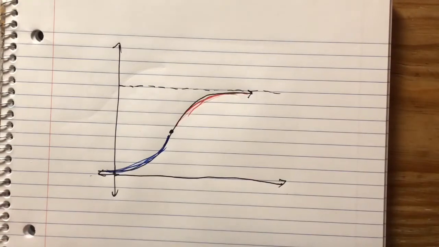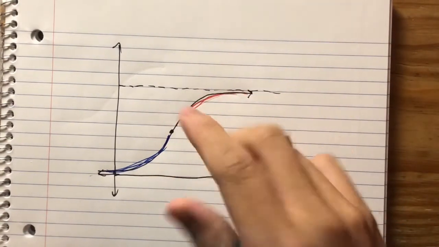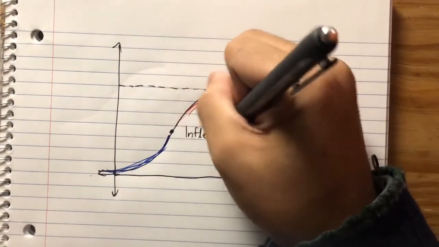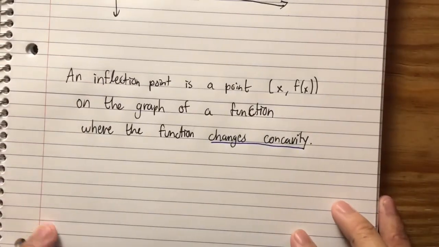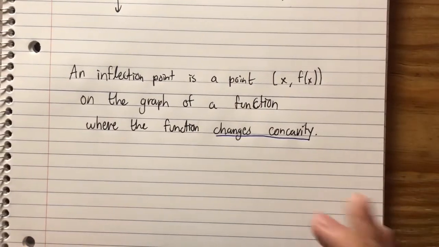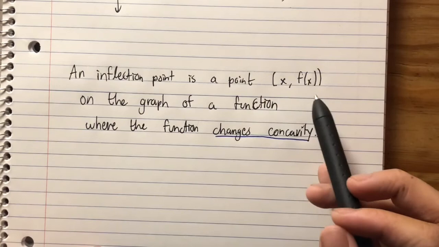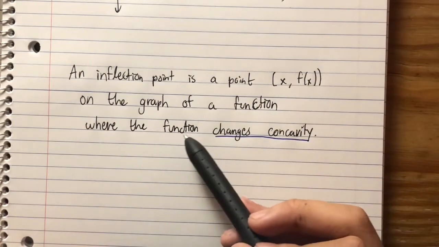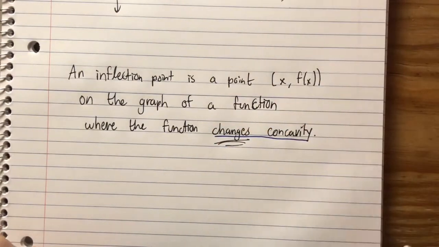And then in the middle, where the concavity changes, there is a point called the inflection point, right in between. So here's the formal definition given to us. An inflection point is the point x, f of x, on the graph of a function where the function changes concavity. Emphasis on changes. It has to change concavity.